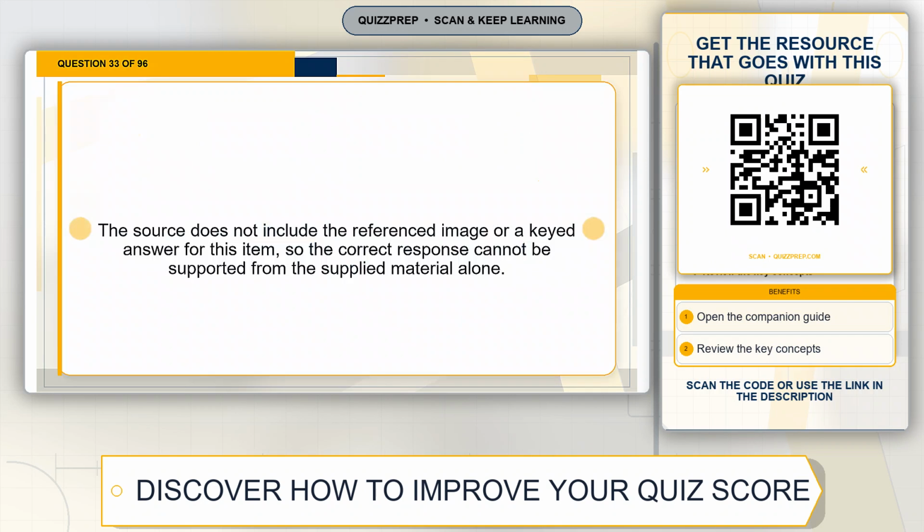Explanation. The source does not include the referenced image or a keyed answer for this item, so the correct response cannot be supported from the supplied material alone.